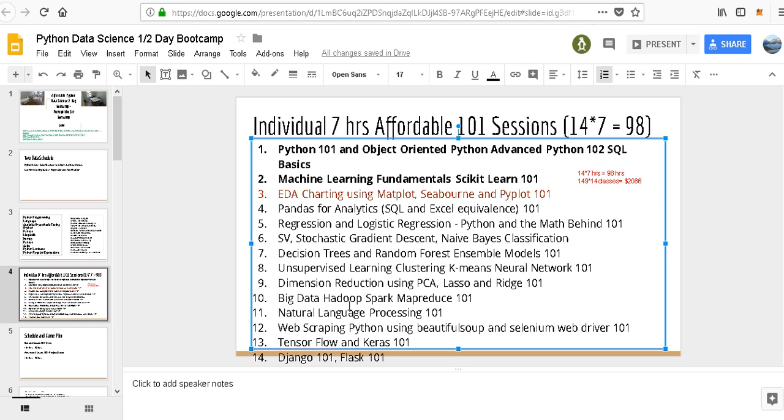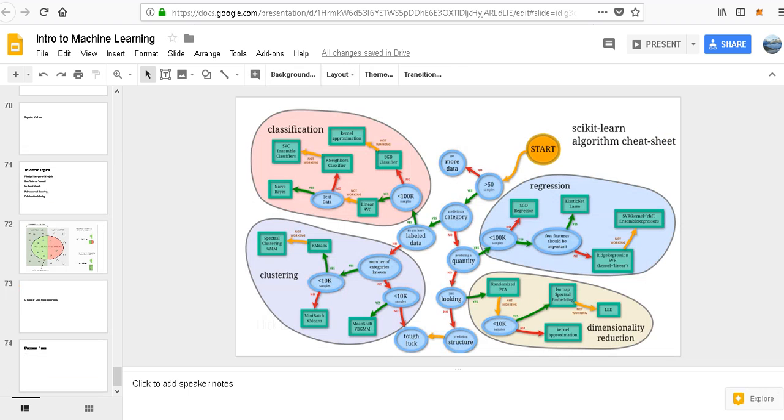So if you were to start directly with big data or natural language processing or web scraping, Django or Flask, you could attend them in any order. So order is not that strict once you do the first 2 sessions. That's why this is about intro to machine learning, and this is for Python data science day 2 of 2.